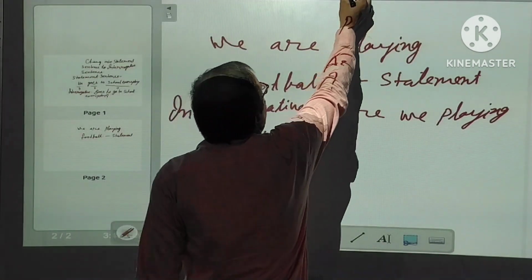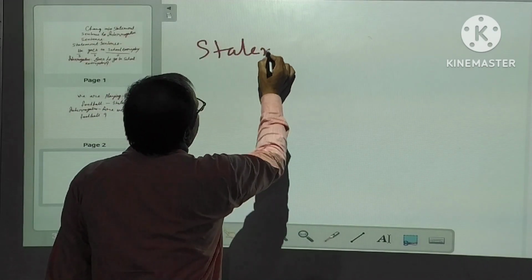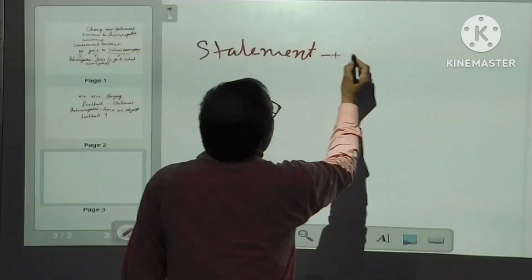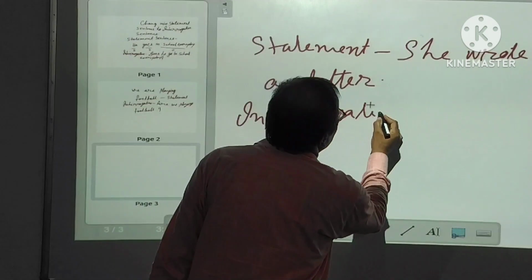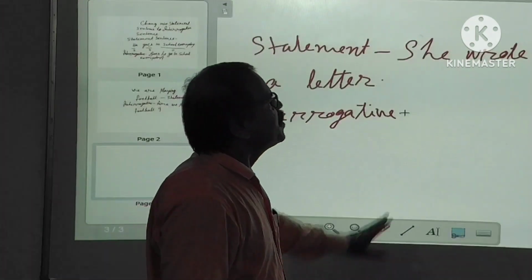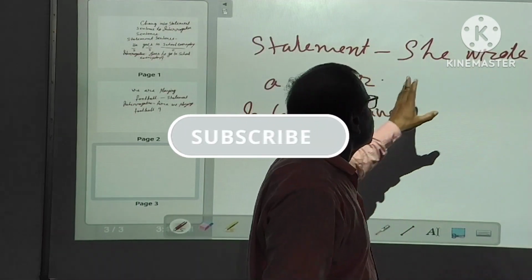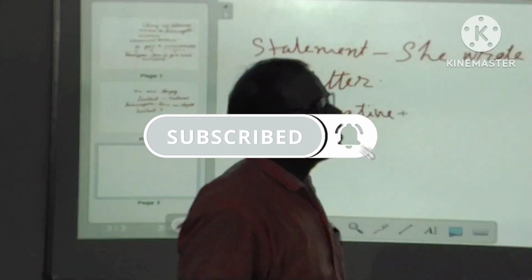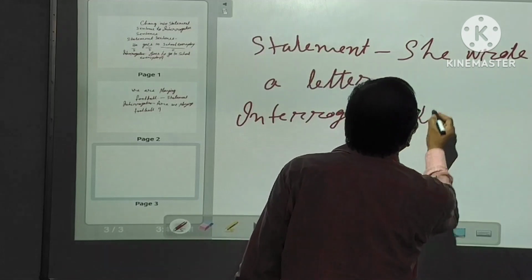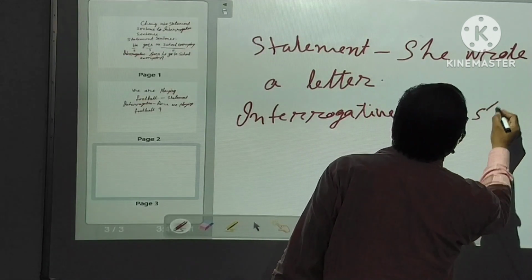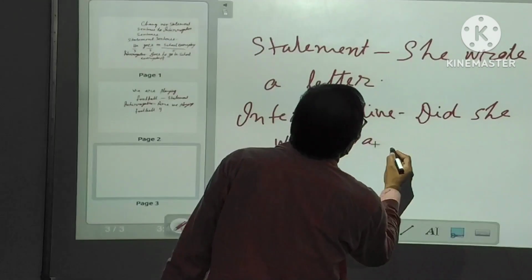Now, another example. She wrote a letter. Here, wrote is in simple past tense. She wrote a letter, that is simple past tense. So we have to choose the helping verb did: Did she write a letter?